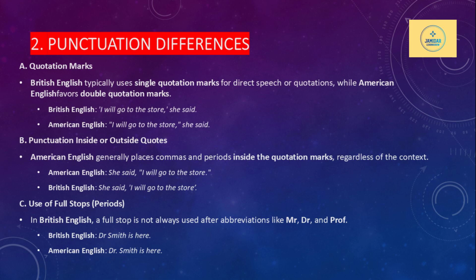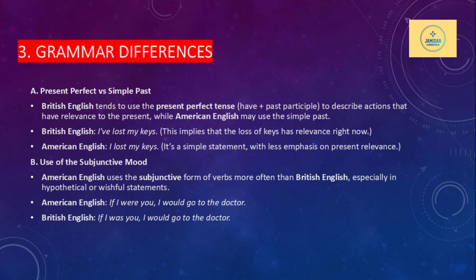Other spelling differences include Czech versus Czech, tyre versus tire, and aluminium versus aluminum. These differences are often due to historical spelling reforms. British English typically uses single quotation marks for direct speech or quotations, while American English favors double quotation marks. Additionally, American English places commas and periods inside the quotation marks, regardless of the context.